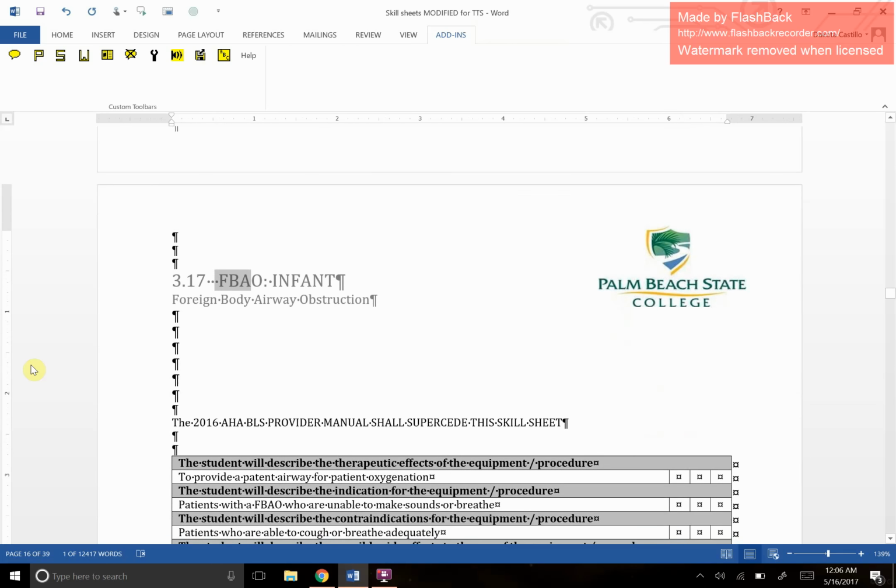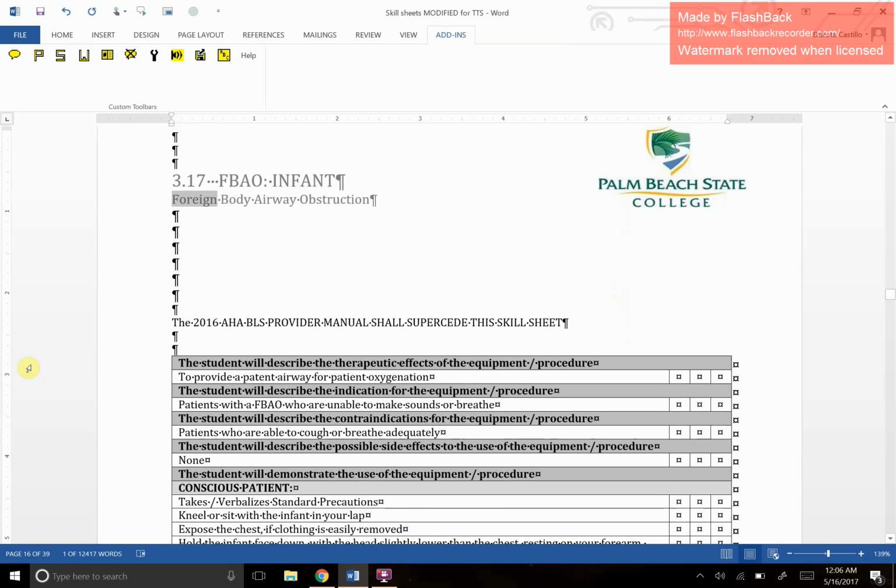3.17 FBAO, Infant. Foreign body airway obstruction. The 2016 AHA BLS Provider Manual shall supersede this skill sheet. The student will describe the therapeutic effects of the equipment/procedure. To provide a patent airway for patient oxygenation.